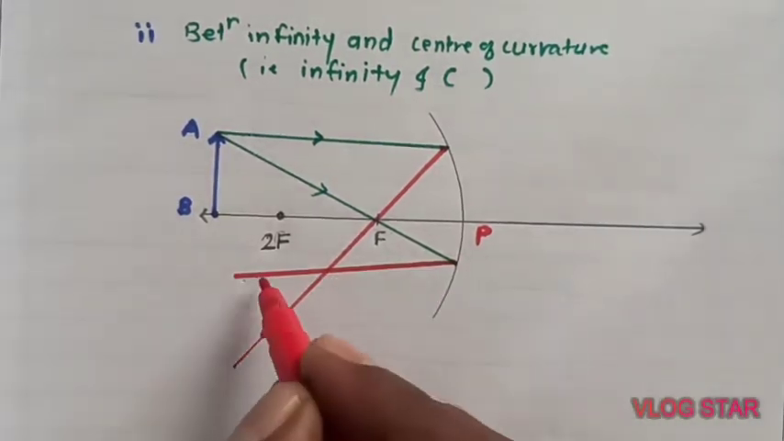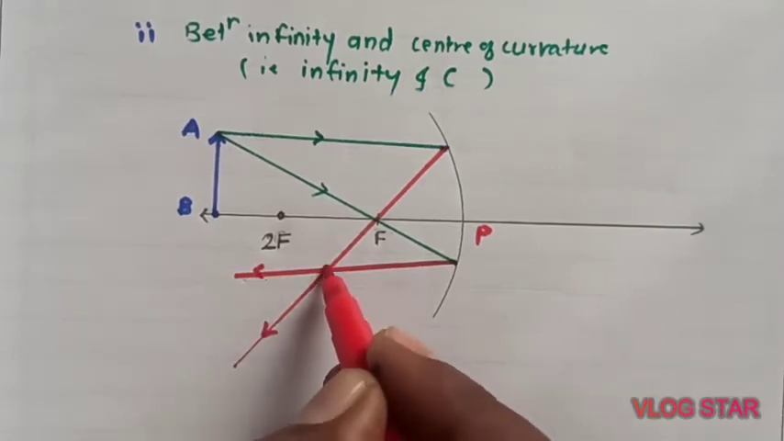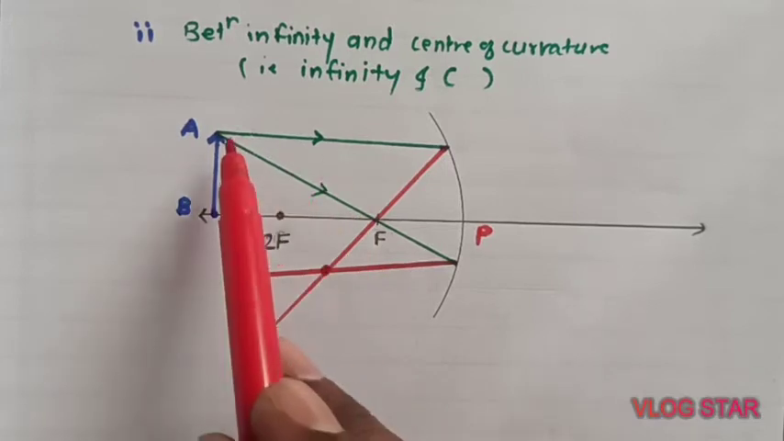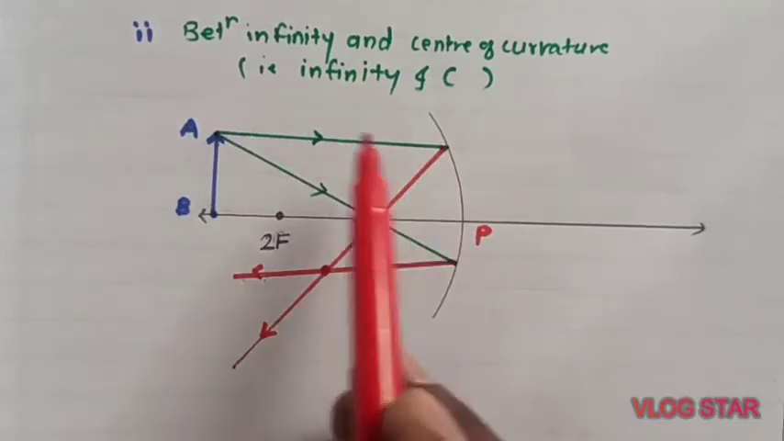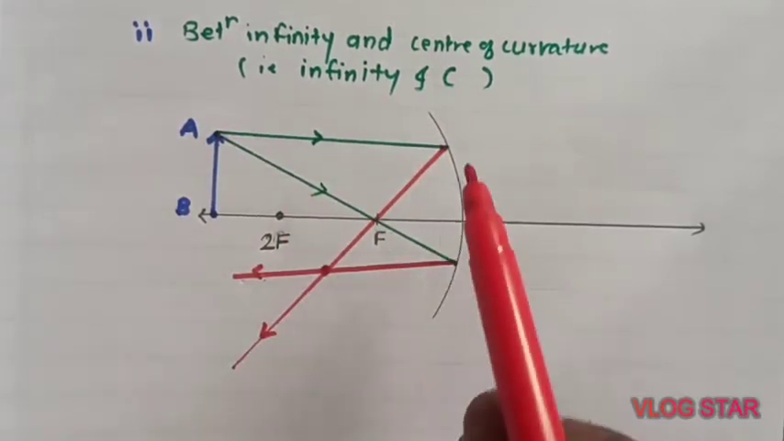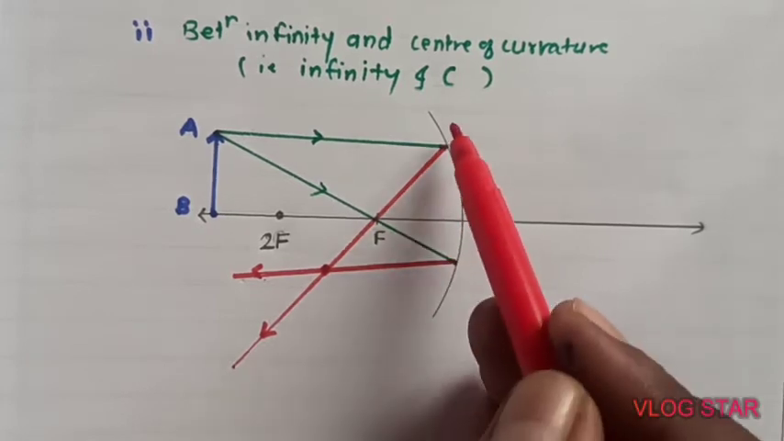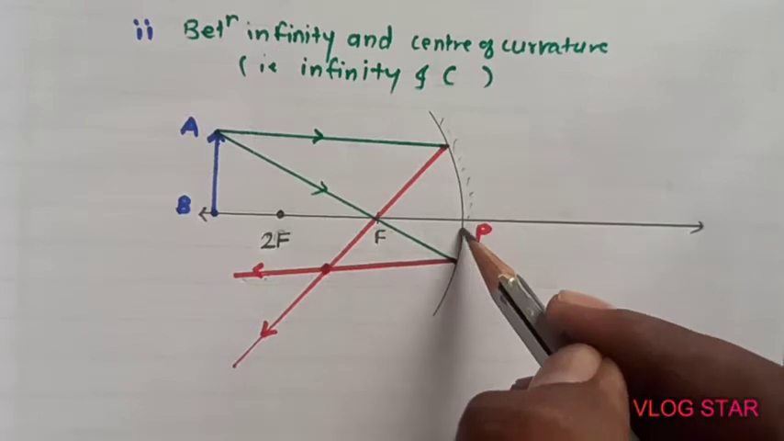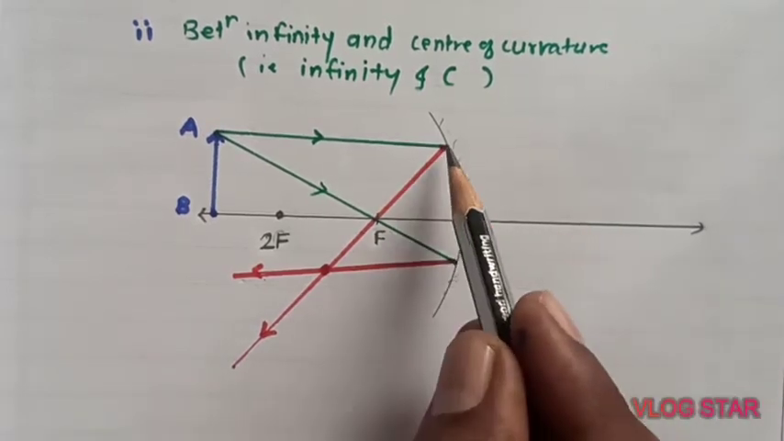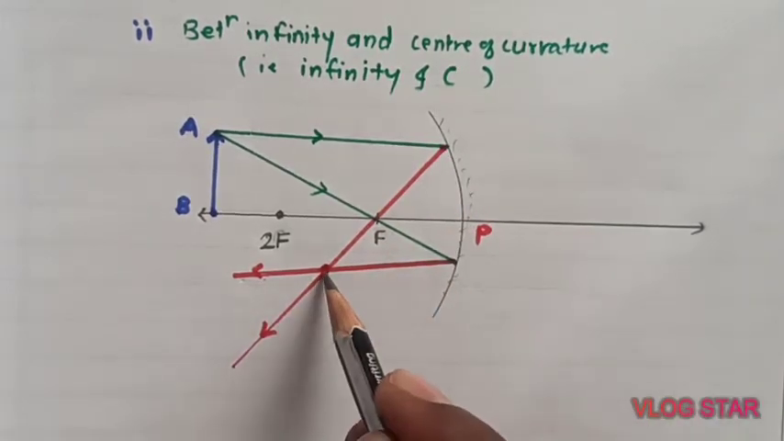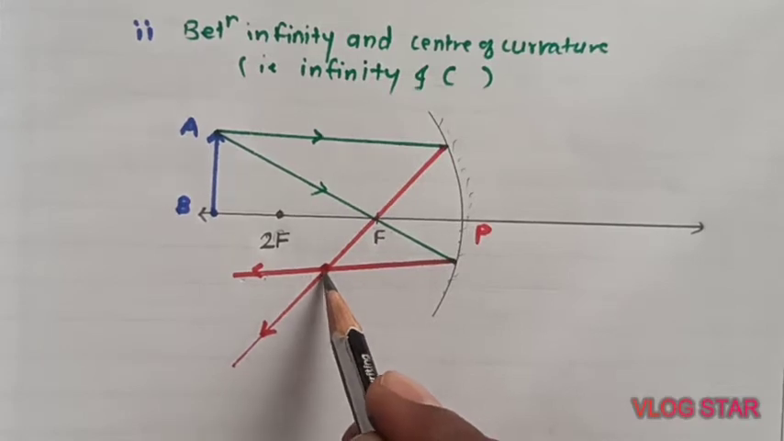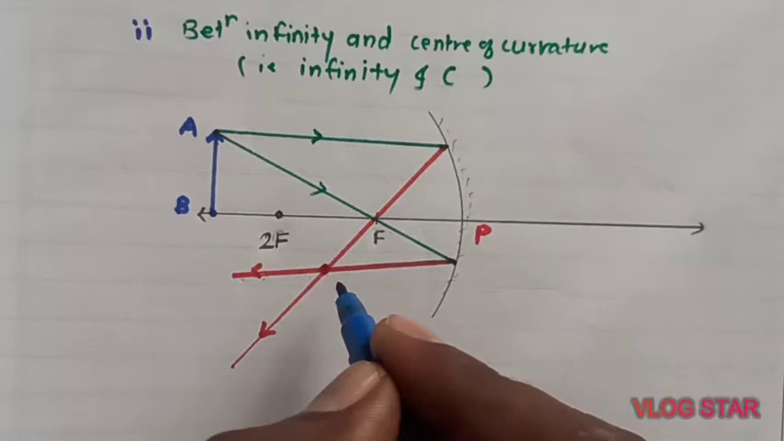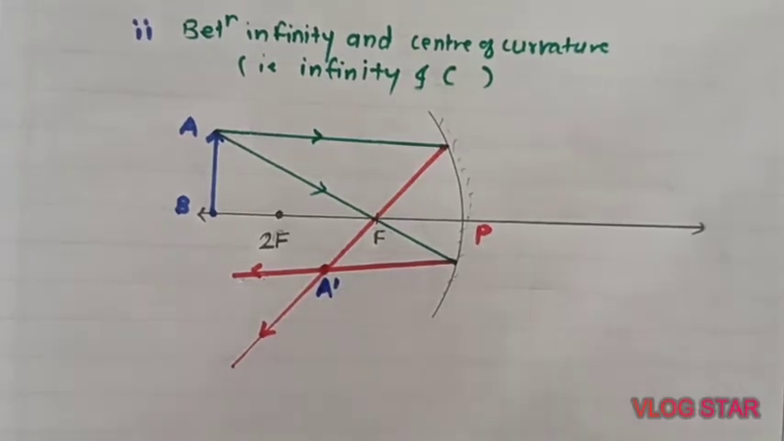So automatically we got one point of intersection over here. What do we call that point of intersection? Two rays are coming from A. They get reflected through the surface of this mirror, isn't it? Because it is a spherical mirror. And both these reflected rays meet at this point, which means this point is an image of point A. So this is A dash, image of A.